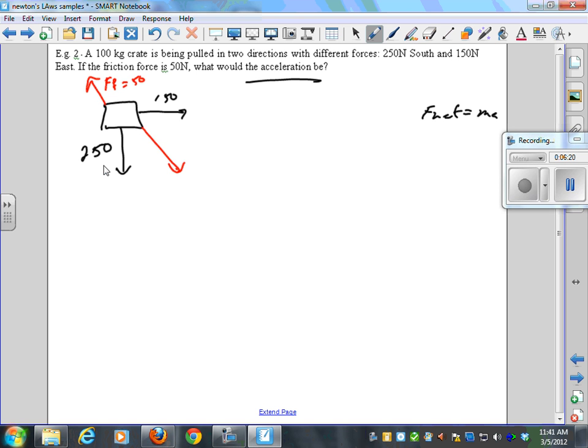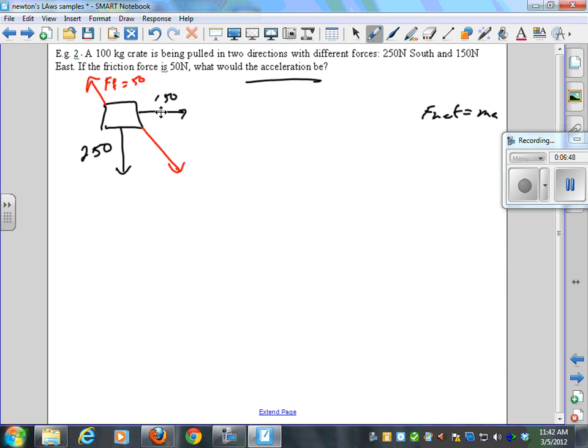How do I add up 250 and 150 and 50? Do I just go 250 plus 150 is 400 plus 50 is 450? Is that what I do? No. Would I go 250 plus 150 is 400 and subtract 50, because it's friction? No. It says the friction force is 50 newtons.